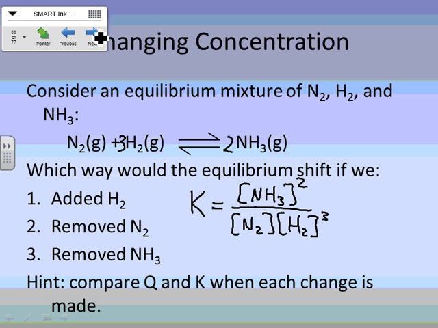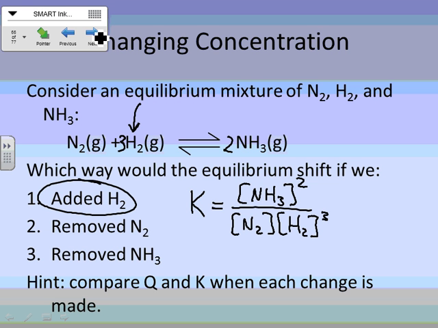Let's see, I'm trying to decide if this is the best way to explain this. If we add H2, first scenario here, if we add H2 to this mixture, okay, then we're disturbing the equilibrium, okay? And so we're applying a stress to the system, and the equilibrium is going to shift to help reduce that stress, okay? So maybe the best way to explain this is just to kind of think about the idea of stress.